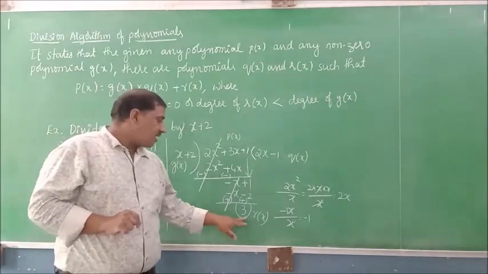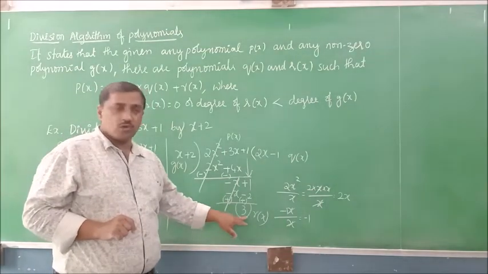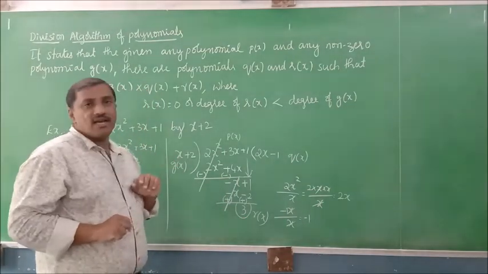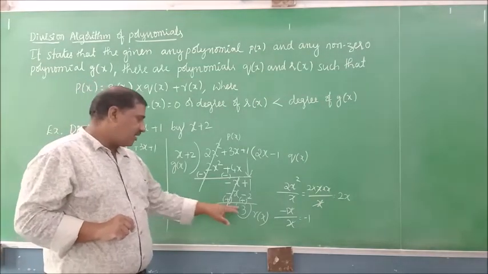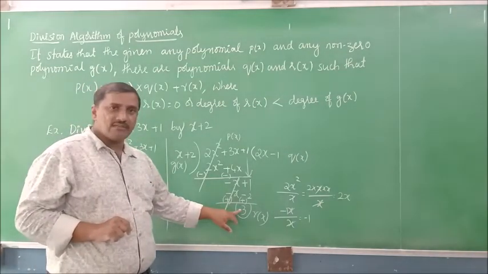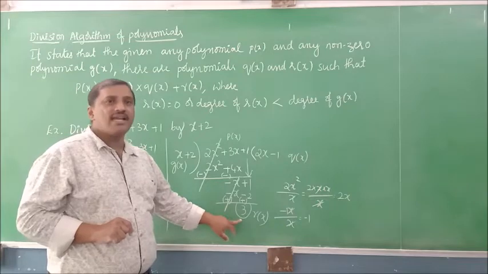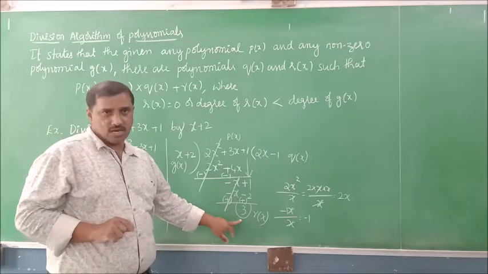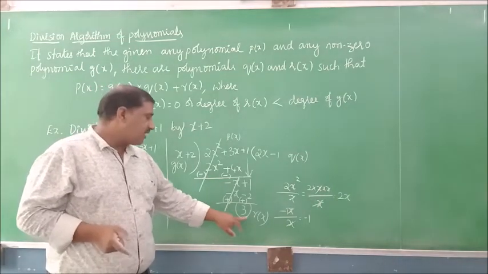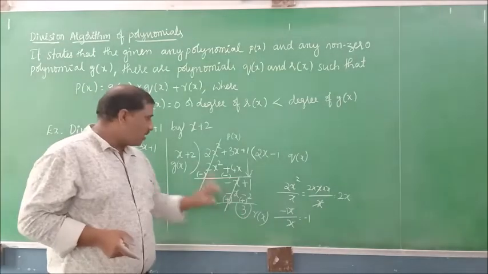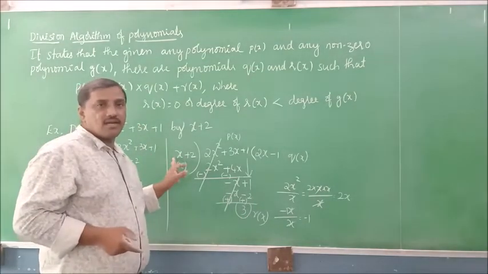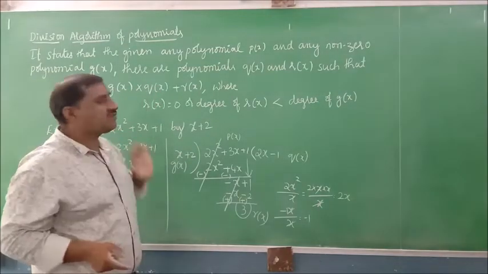See that the degree of the remainder r(x) should be less than the degree of the divisor polynomial. Here, the remainder is the constant 3. Its degree is 0, because 3 can be written as 3 into x power 0, and x power 0 is 1. That's why its degree is 0, and here the degree of the divisor is 1. It is satisfied.